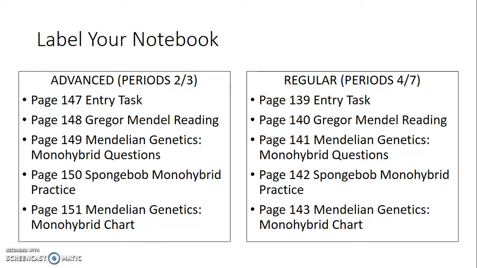On Friday you had a quiz, and after the quiz you were supposed to get the Gregor Mendel reading. If you have that finished, then it was a reading with some questions on the back to look at your own family genetics. If you have that finished, you can glue that in on page 140, so that's a page on the left-hand side. And then, for the regular class, page 140.